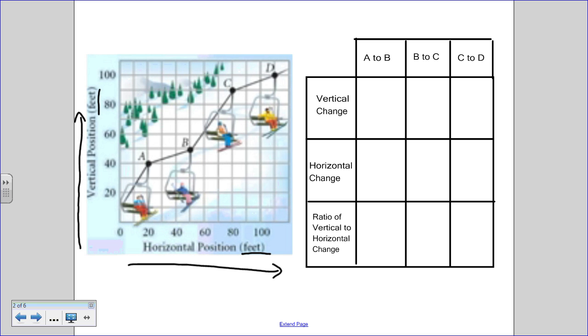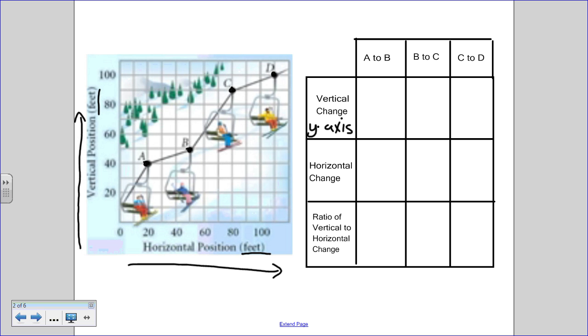Now, if we look at this graph, we've been given 4 points. We have point A, B, C, and D. The first part of the example problem asks us to find the vertical change from point A to B, B to C, and then C to D. To find the vertical change, we're looking at the y-axis.